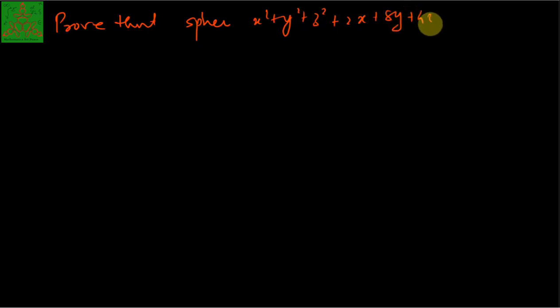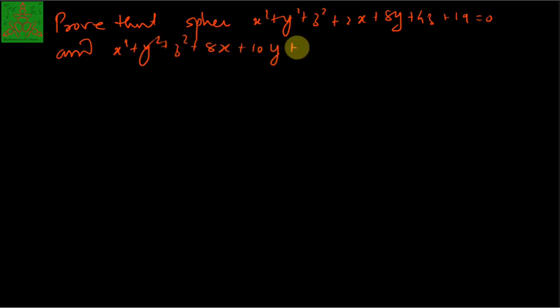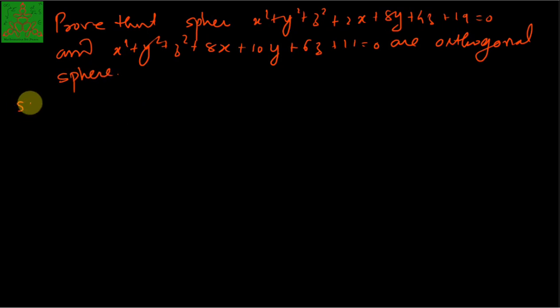So the first example: prove that the spheres x² + y² + z² + 2x + 8y + 4z + 19 = 0 and x² + y² + z² + 8x + 10y + 6z + 11 = 0 are orthogonal spheres. Orthogonal spheres means they intersect each other at 90 degrees. So let us talk about the solution.